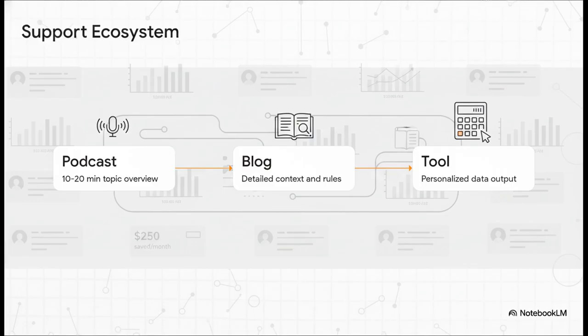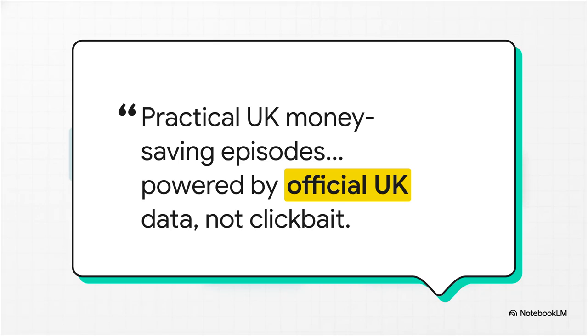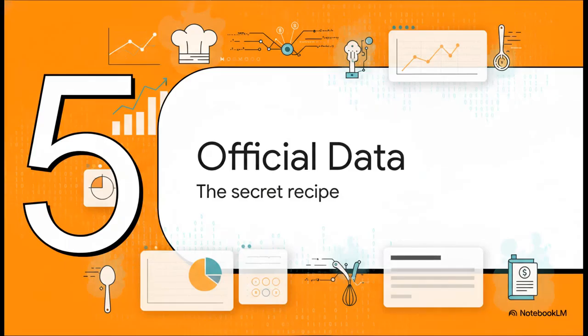And facilitating this entire journey are Assad and Angela, the AI-generated co-hosts of the CostSaver podcast. What's so fantastic about their weekday episodes is how they take these really complex, dry official numbers and make them surprisingly human and accessible. Like the quote says, these are practical UK money-saving episodes powered by official UK data, not clickbait. They're short enough to listen to on the school run, but detailed enough to actually help you take real action. Next up, Section 5, driven by official data.